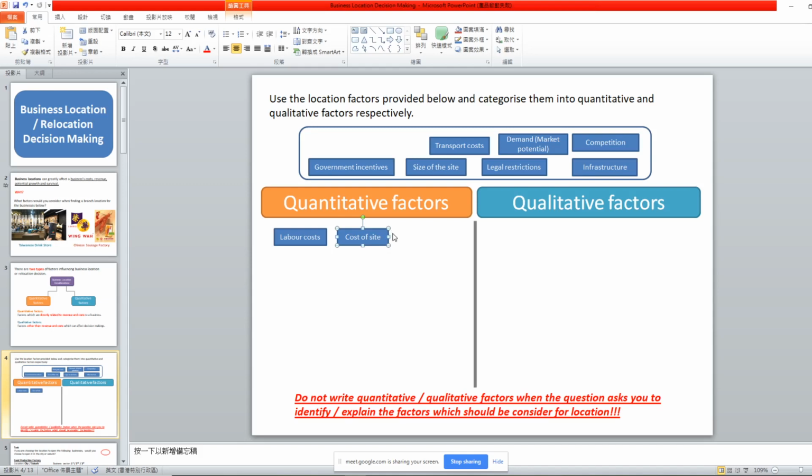What about transport costs? Left or right? Very obvious once again, right? But here, what are those transport costs? Can you identify some of the transport costs for me? Transport materials and goods. Oh, okay, that's good. So here I would say the answer from Sarah is more specific.